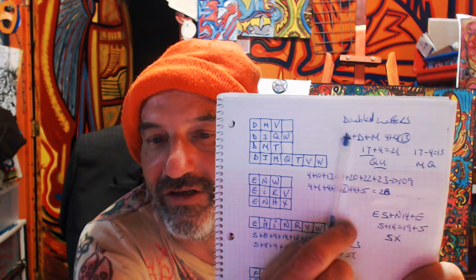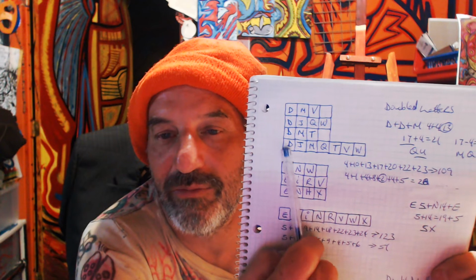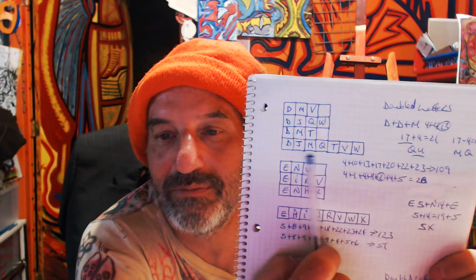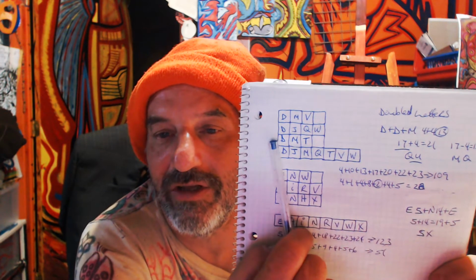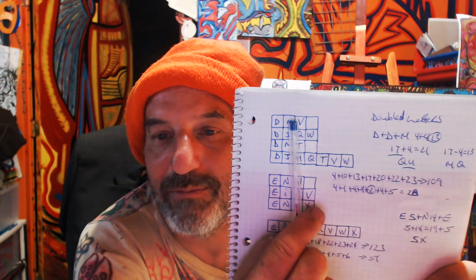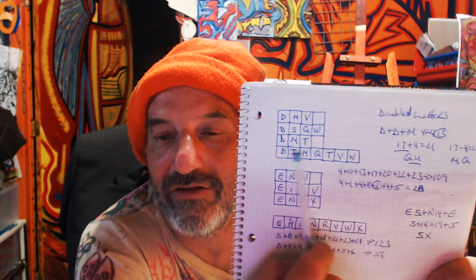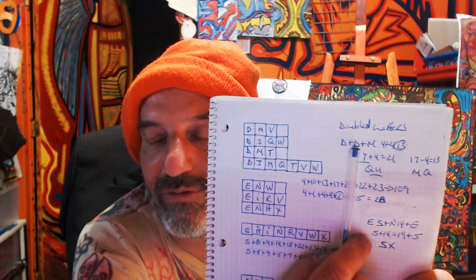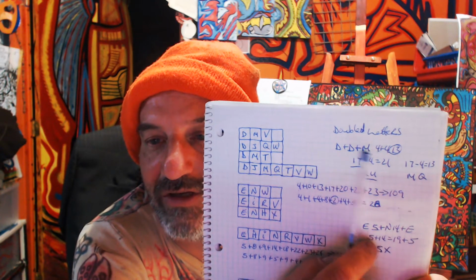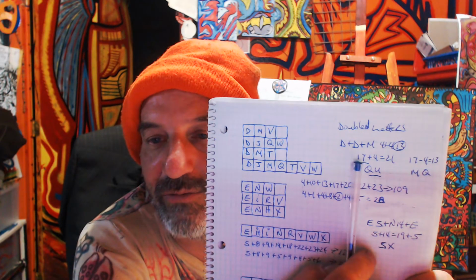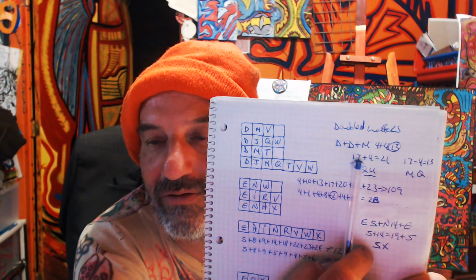Because the D's are already here. Oh, there should be 1, 2, 3, 4 of them. Oh no, this is the bottom total. There's 2 extra D's and the M is repeated, right? These are all the letters. So I take the 2 extra ones and the M. M and D equals 13 equals 17, the letter Q.